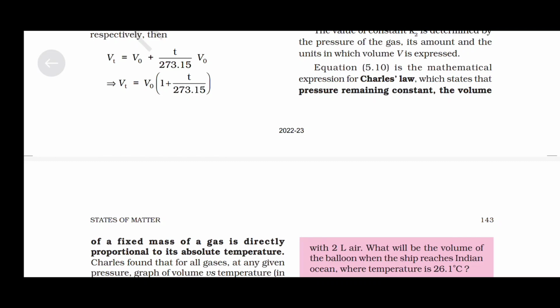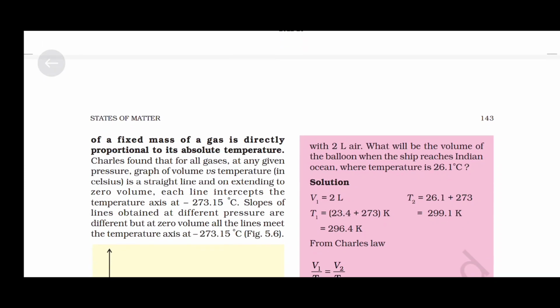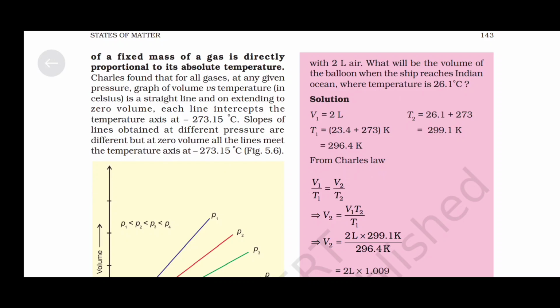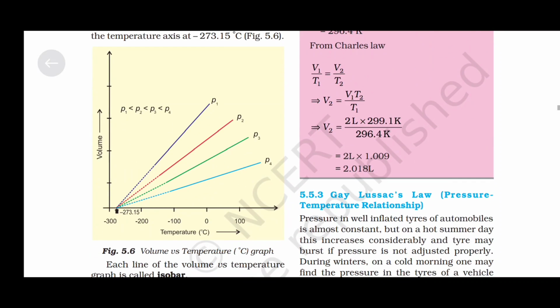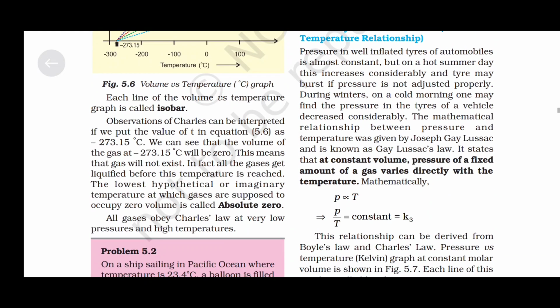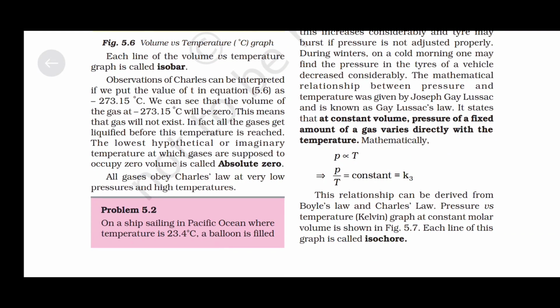Okay? Charles found that for all gases at any given pressure, the graph of volume versus temperature in Celsius is a straight line, and on extending to zero volume, each line intercepts the temperature axis at minus 273.15 degrees Celsius. Slopes of lines obtained at different pressures are different, but at zero volume all the lines meet the temperature axis at minus 273.15 degrees Celsius. Each line of the volume versus temperature graph is called an isobar.